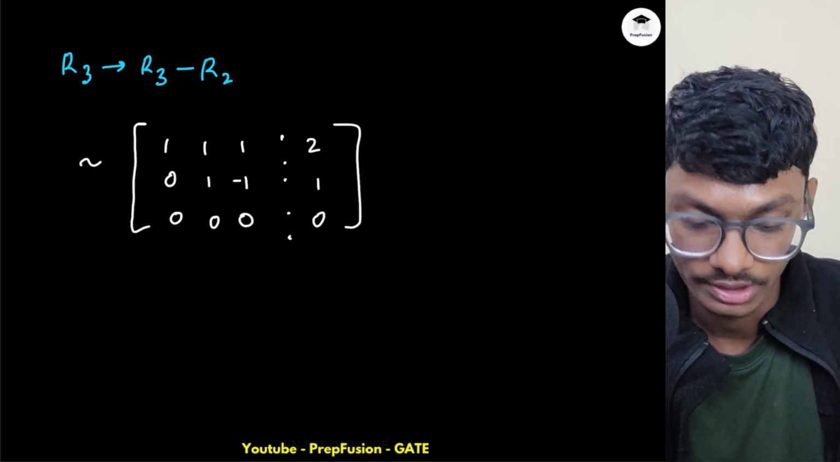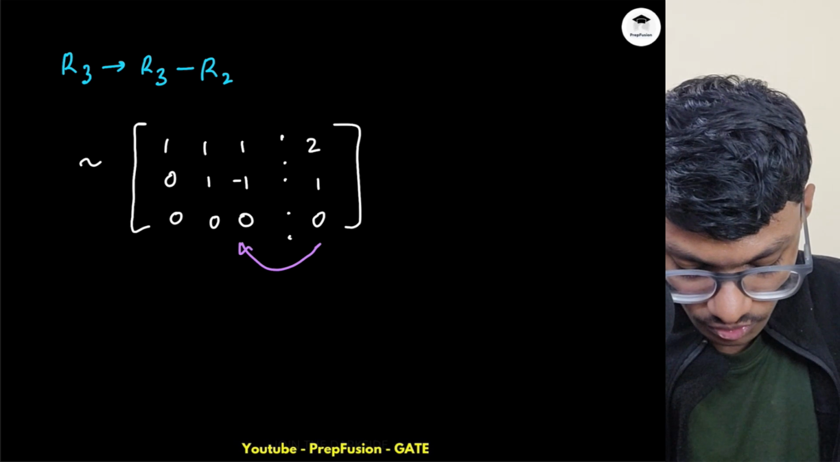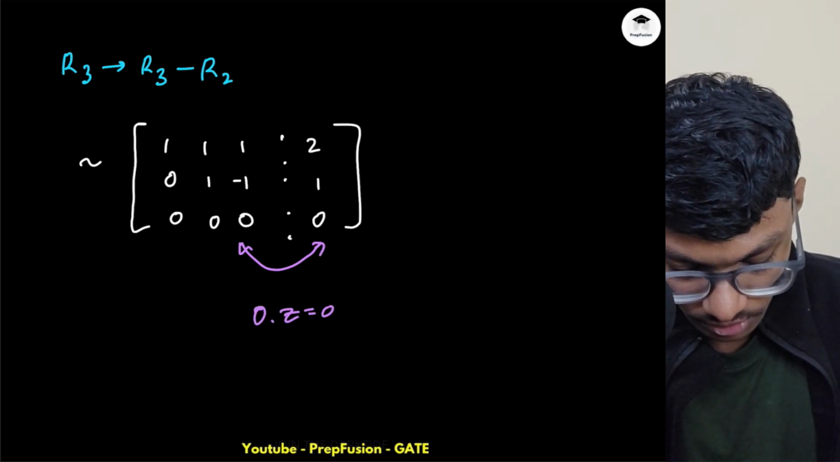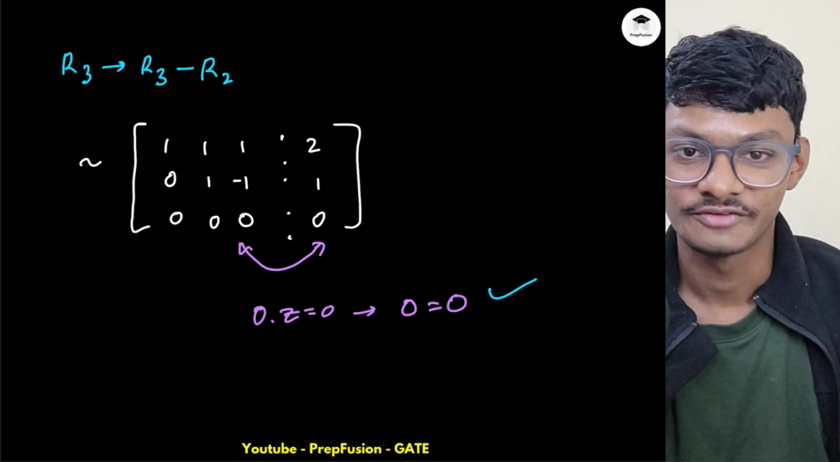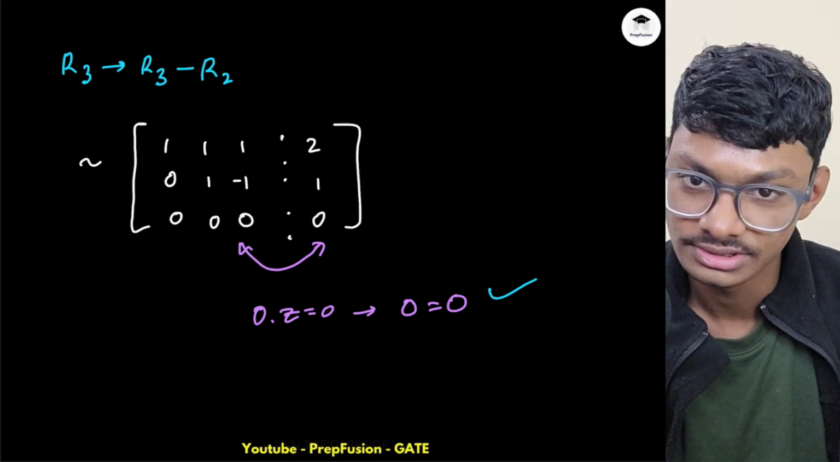Now what is the interesting fact over here? The interesting fact is these two: 0 times z equals 0, I get 0 equals 0, which is true. 0 is equal to 0, so it is true. So if it is true, that means that we don't have any inconsistency over here.